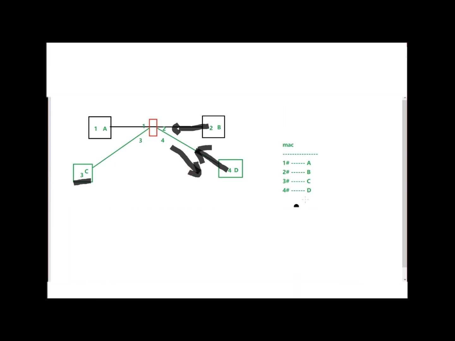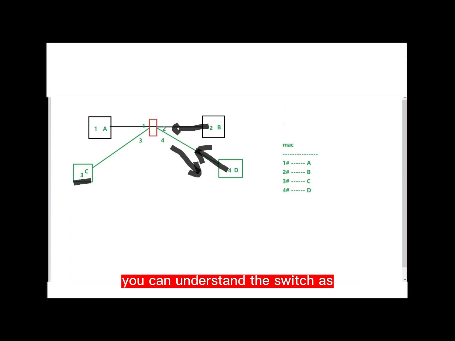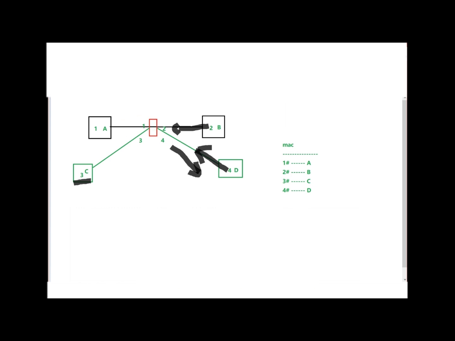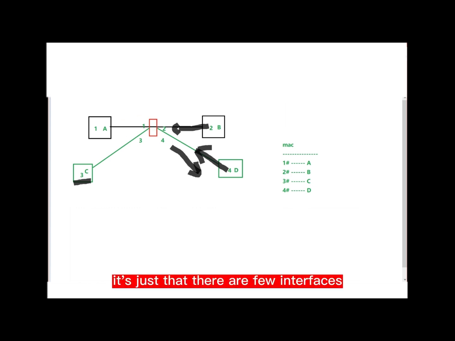So in fact, you can understand the switch as a combination of bridge and hub. A hub is multiple interfaces. There is also a MAC address table in the bridge. It works the same as a switch. It's just that there are few interfaces. It is an advanced hub plus a bridge equal to a switch, all in one. In the end, it became the equipment we use now.